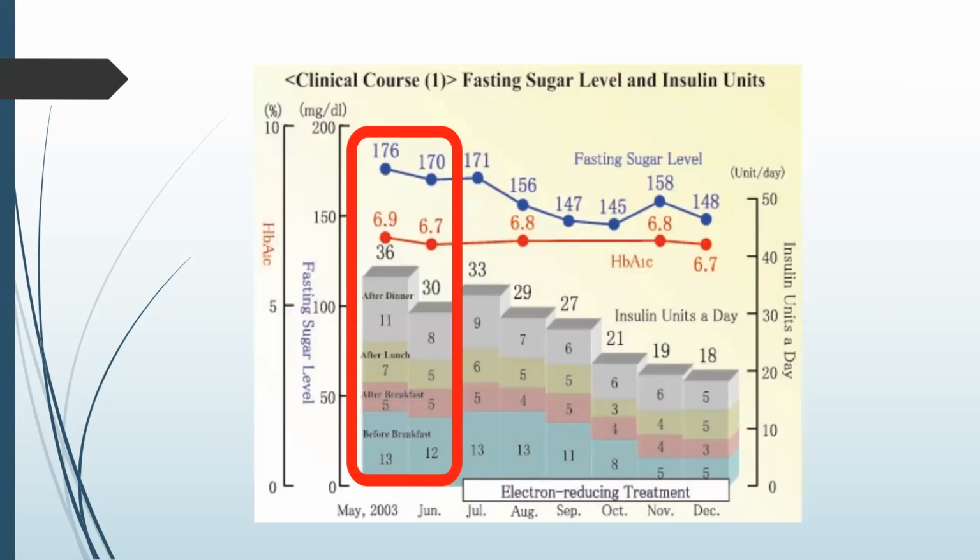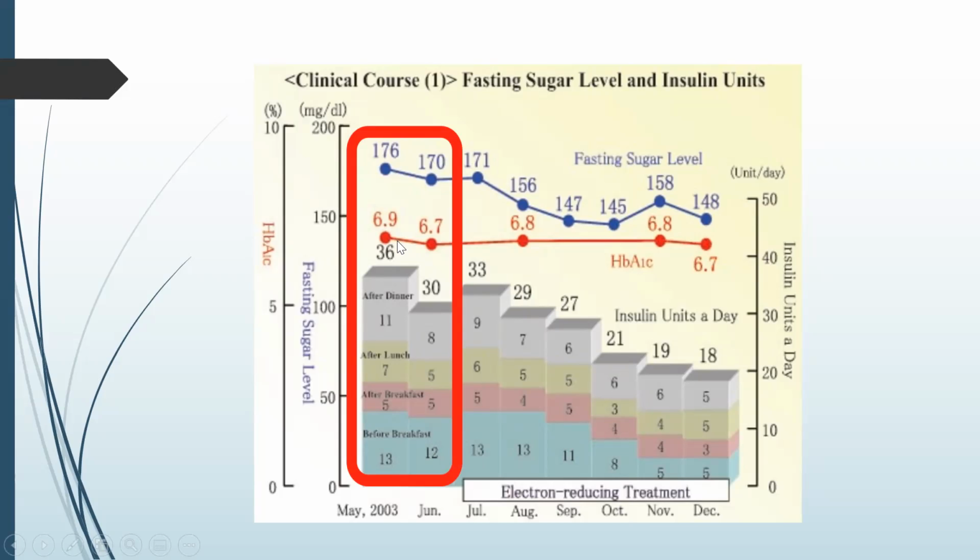So this is the result from this patient. You can see he started in July. The results I highlighted are from May and June, which is before he did this reducing electron treatment. You can see his fasting sugar level is very high at 176 and 170, which is very high for a fasting sugar level.